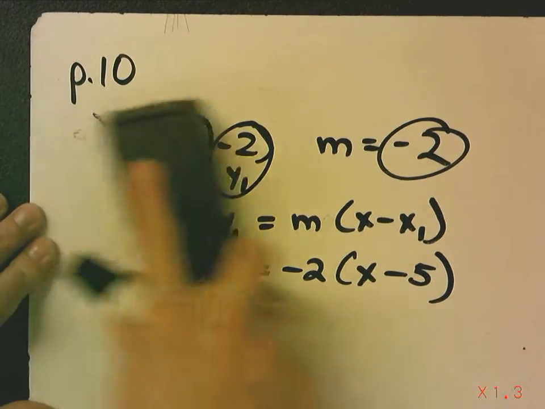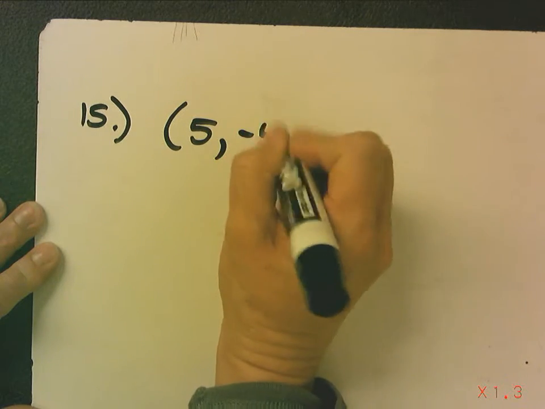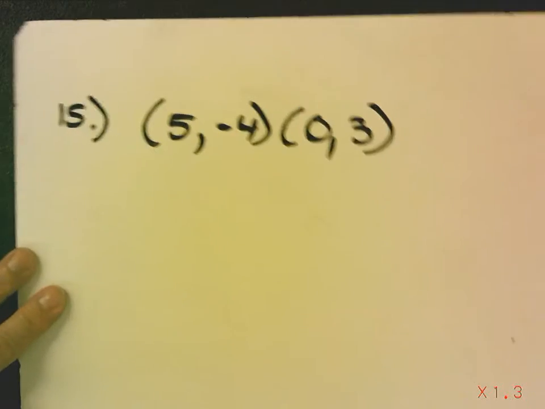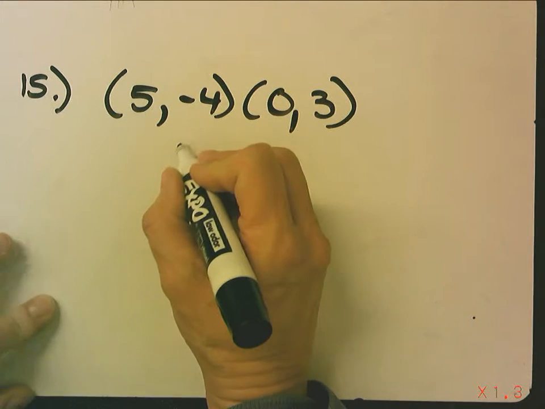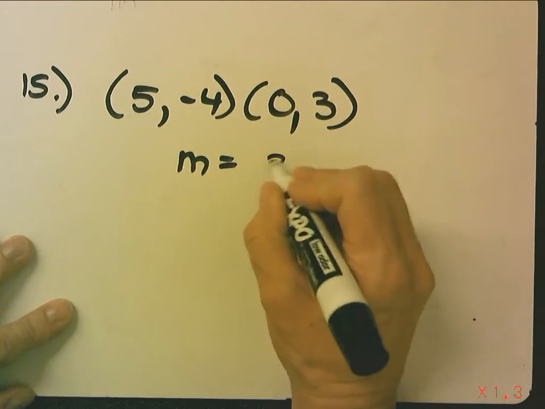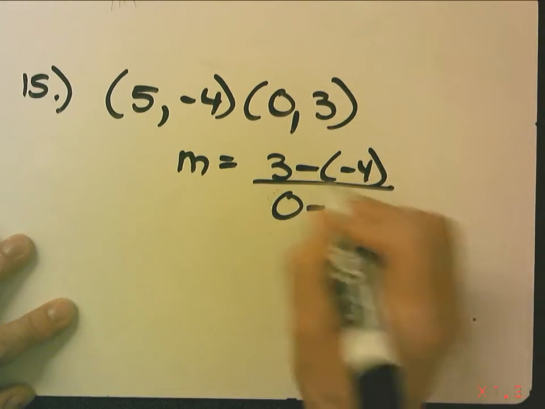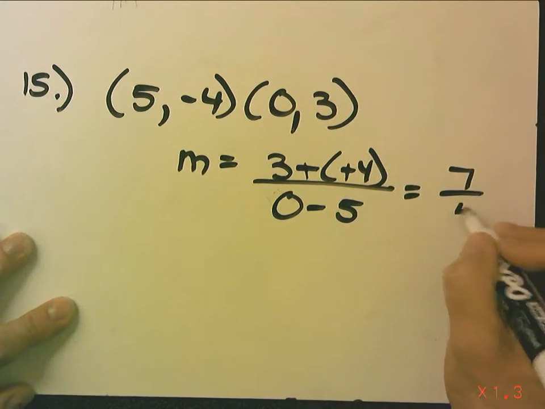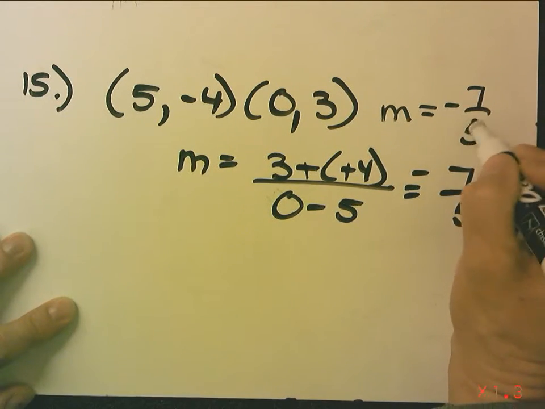Okay, now number 15 on page 10 is a little different, because number 15 gives you 2 points. Now if you're given 2 points, you're not given the slope, you have to calculate the slope. So we just calculate the slope. We do m equals 3 minus negative 4 over 0 minus 5. This becomes 3 plus 4. So the slope is negative 7/5. So I write m equals negative 7/5.